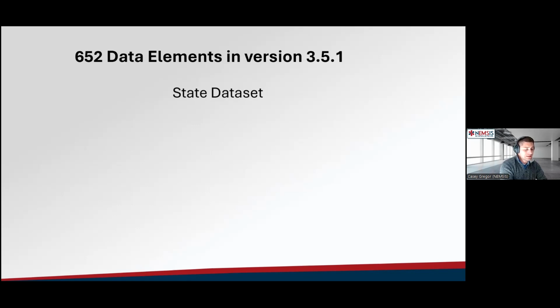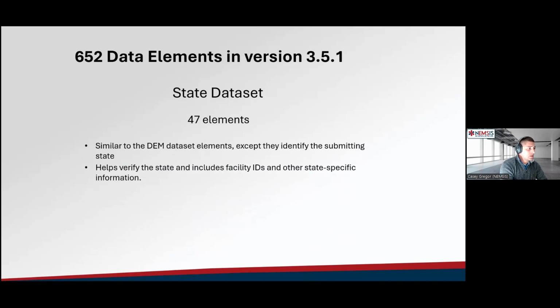The next set is the state data set. There's 47 of these, and these, similar to the DEM dataset elements, simply help identify the state that's submitting the record. And again, helps to verify that it's the correct state, that there is a state that exists with the record. And it also contains things like facility IDs. So when we're completing our EPCR, you're not going to see those IDs typically. You're going to see the actual name of the facility, and it helps to correlate that back to make sure that it all gets submitted to the right places so that it can go to the receiving facility, and then that facility can be identified in the record as well.